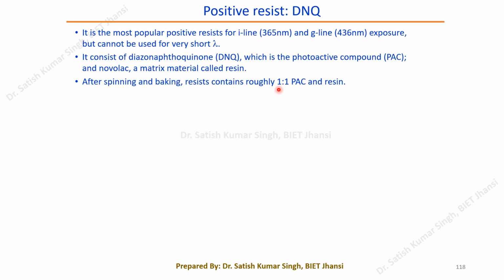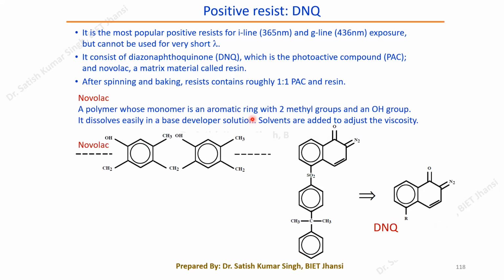Remember that. So that is 1:1 tack and resin. Only the photoactive compound and the resin will be available, and the solvent will be completely removed due to the pre-baking and spinning. So after that, first of all, let's see what Novolac is.